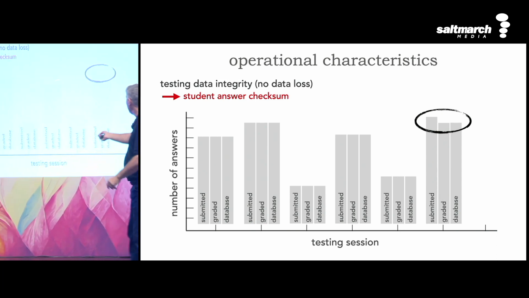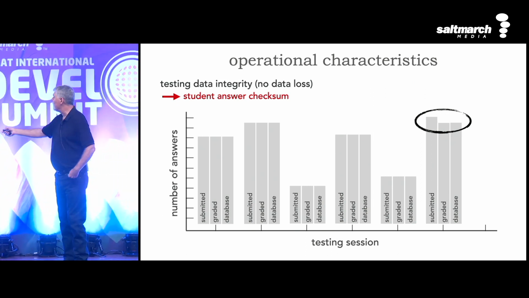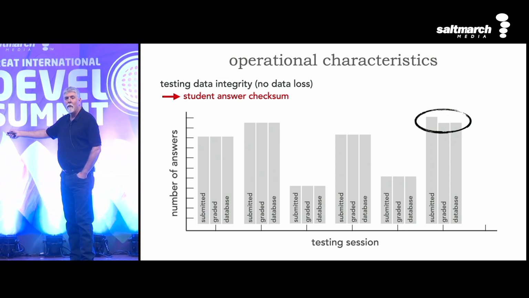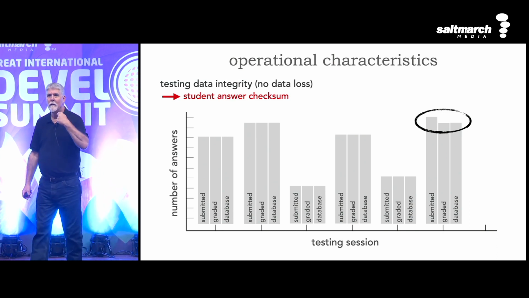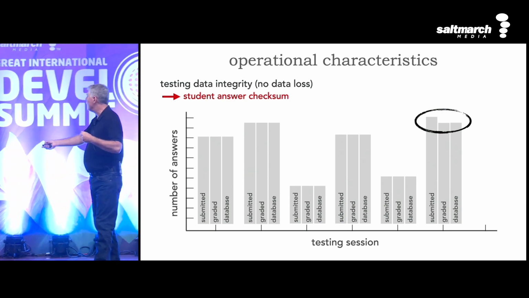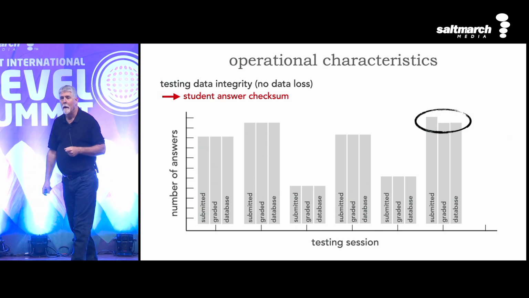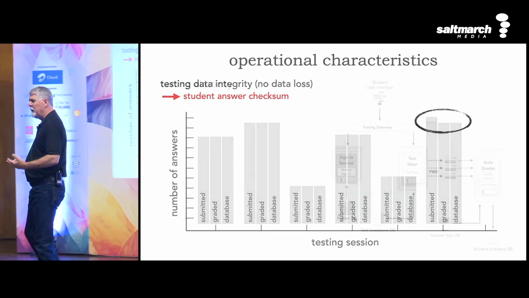No, we don't. Good thing we had these fitness functions running. But look at this testing session right here. Submitted, graded, and in the database were the same, but I had submitted more than I actually graded and put in the database. We lost a message. That is when I get notified. I didn't on these days because the submitted, graded, and database counts are all the same. Oh, that's a cool fitness function. So that's kind of a student answer checksum.